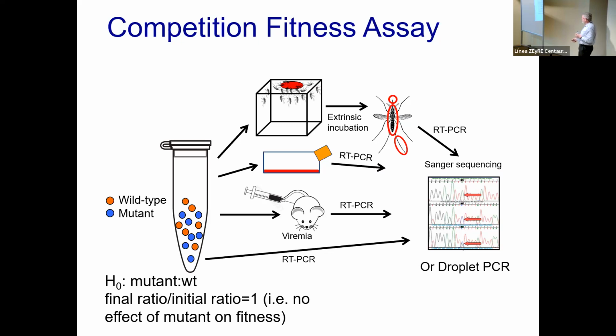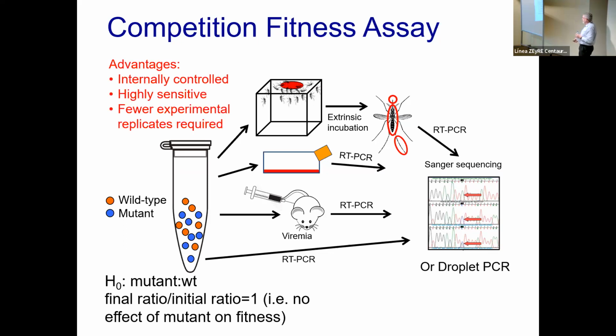It has a main statistical approach, and that is the null hypothesis is that there's no difference in fitness between these two viruses. So there's no significant change in the ratio from here to here, here, or here. And that means this mutation has no effect on fitness. And the big advantages of this is that each experiment, instead of using 10 different mice for each virus strain or 100 different mosquitoes, every infection is internally controlled. So both viruses are replicating in exactly the same environment in this competition. And that means it's much more sensitive to small differences.